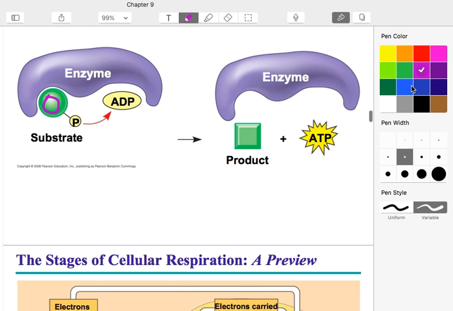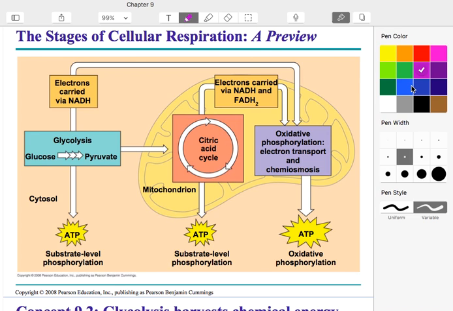Okay, next. The stages of cellular respiration, a preview. Look at the picture here. What are you seeing? This structure is the mitochondria, and it has cristae. Look, glycolysis is your first step during cellular respiration, then your second step here, and your third step here.